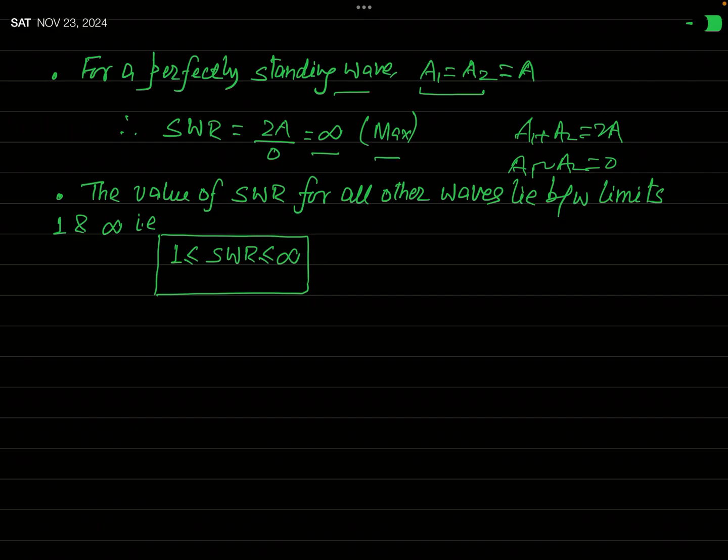So you can say that for a progressive wave, the SWR is minimum, at a value of 1. If you are talking about the perfect standing wave, its value is infinity. So basically you can say that for all other waves, the value of this SWR will lie between 1 and infinity, greater than 1 and less than infinity. In this way, you can see this SWR is a very important parameter to decide how much the property of a standing wave is found in a wave.